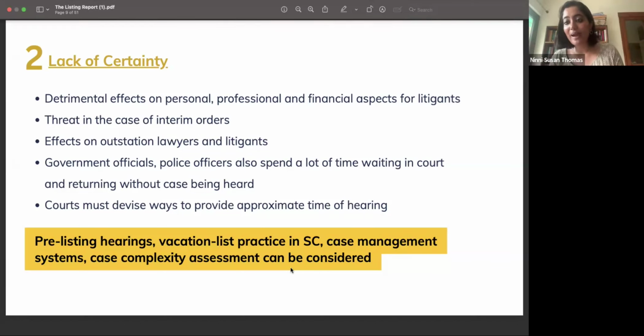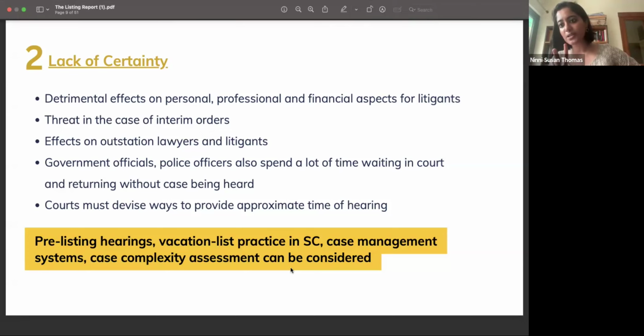how much time a matter will take. This is also a suggestion that's been made by the Law Commission about pre-listing hearings, that there should be pre-listing hearings to find out how much time each party will take. This is specifically in terms of longer final hearing matters, to see how many cases should be listed in a day so that all cases can be effectively heard instead of just listing matters randomly. For instance, in the Supreme Court the other day, before a bench, there were 300 matters that were listed. There is no way any of those matters were heard.